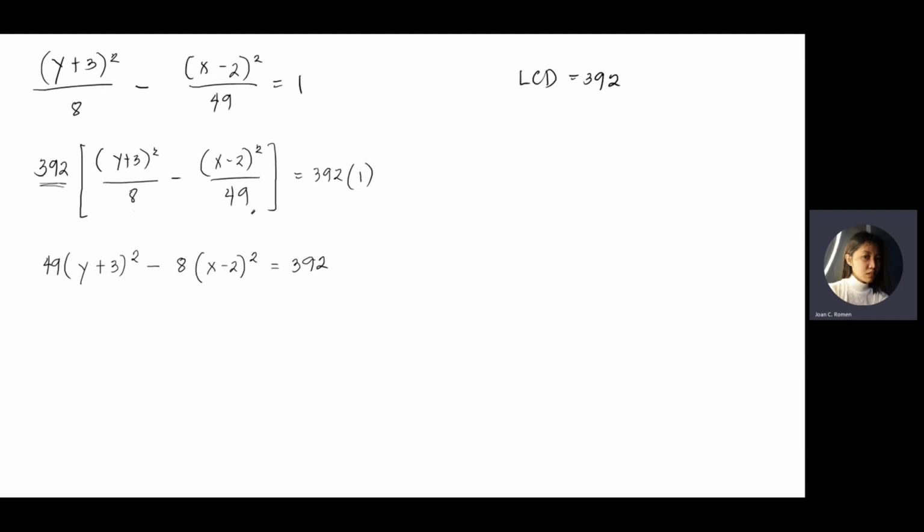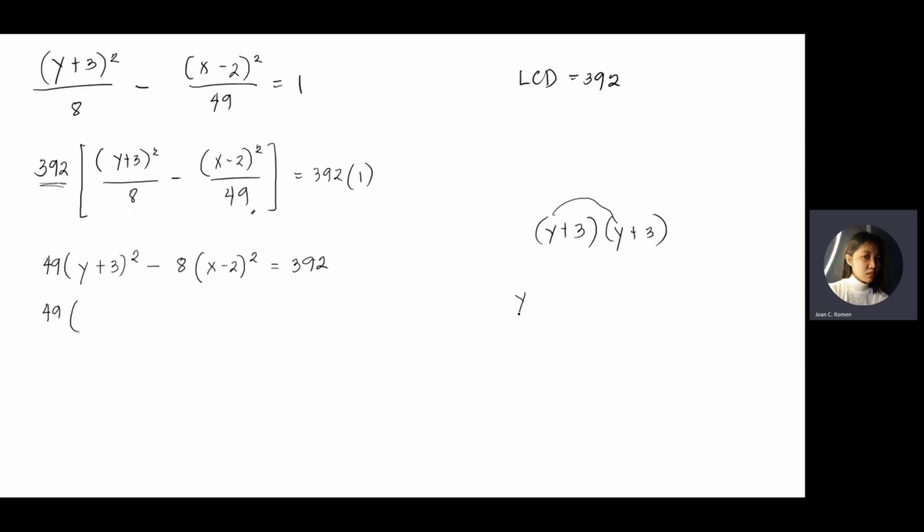Next step is we have to expand this (y plus 3) squared and (x minus 2) squared. So you can use the FOIL method kung mas komportable kayo doon, and pwede naman pong formula para sa pagkuha ng square of binomials. Okay? So, gamitin natin si FOIL method since mas komportable ang marami sa inyo dyan. So, (y plus 3) squared is same lang po kay y plus 3 multiplied by y plus 3.